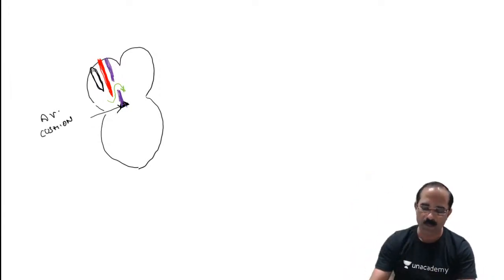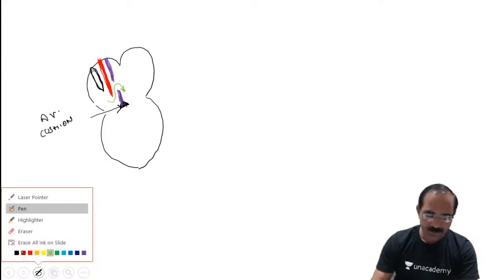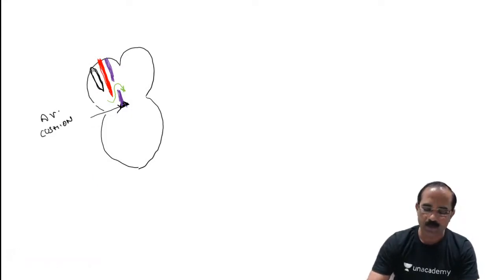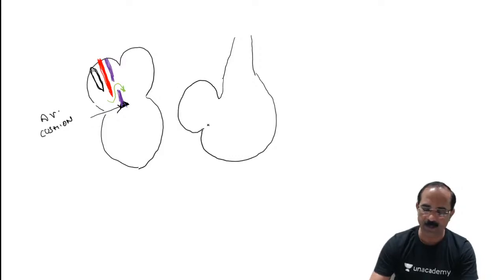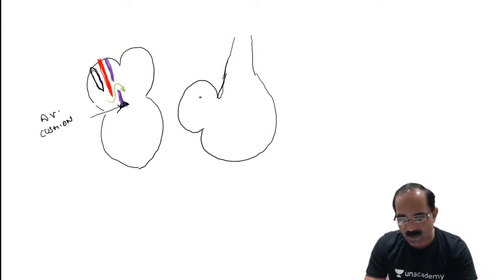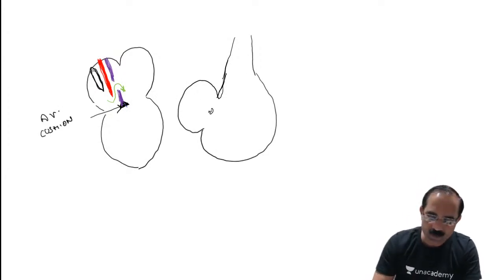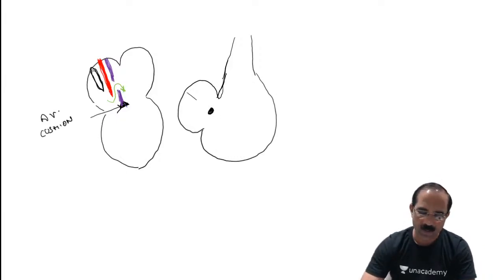Okay. Now, students, understand this. This is the truncus arteriosus. That's the ventricles here, and this is going to be the atria behind. So that's the truncus arteriosus, that's the ventricle, and this will be the atria. What is this in between? That's the AV cushion, and this was the formation of the interatrial septum.